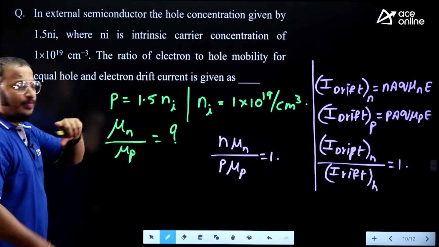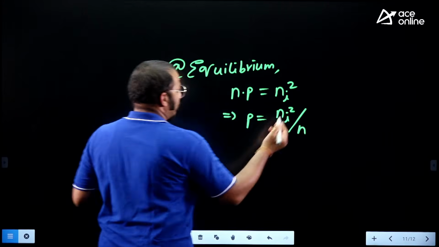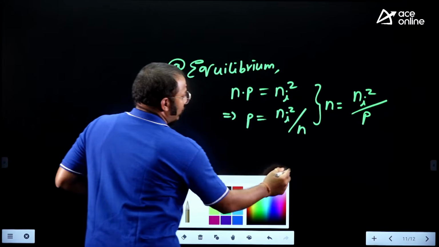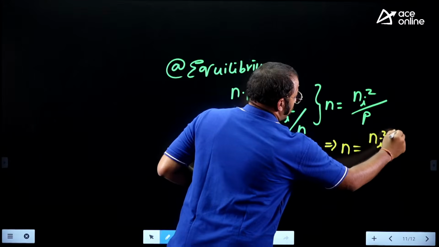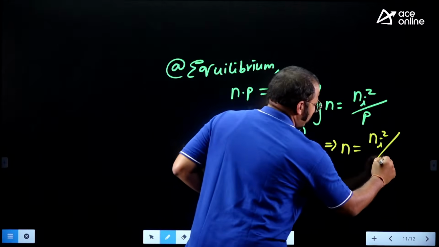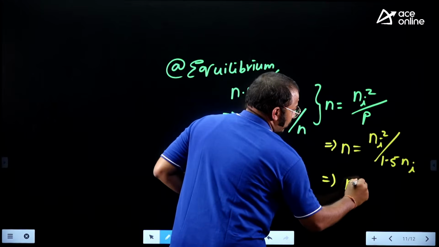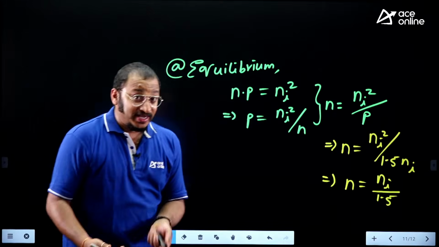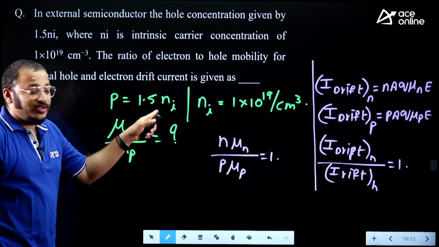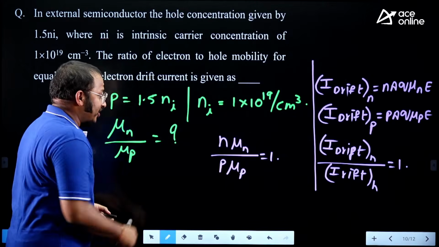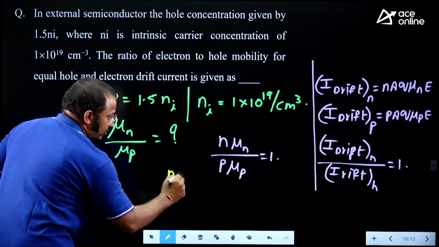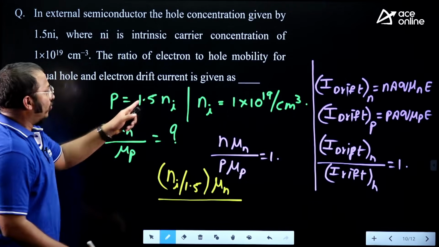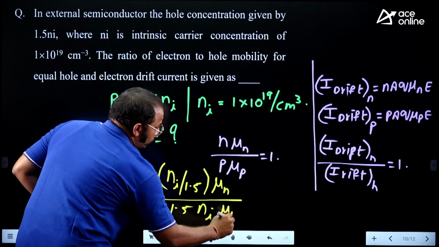Now p is equal to Ni square by n. What is n exactly, guys? They have given p as 1.5 Ni. Then n is equal to Ni square by p, which is Ni square by 1.5 Ni. Therefore, n is equal to Ni divided by 1.5. Now I have the value of n and p in terms of Ni. Why don't I substitute? So Ni by 1.5 into mu n, whole divided by 1.5 into Ni into mu p, is equal to 1.